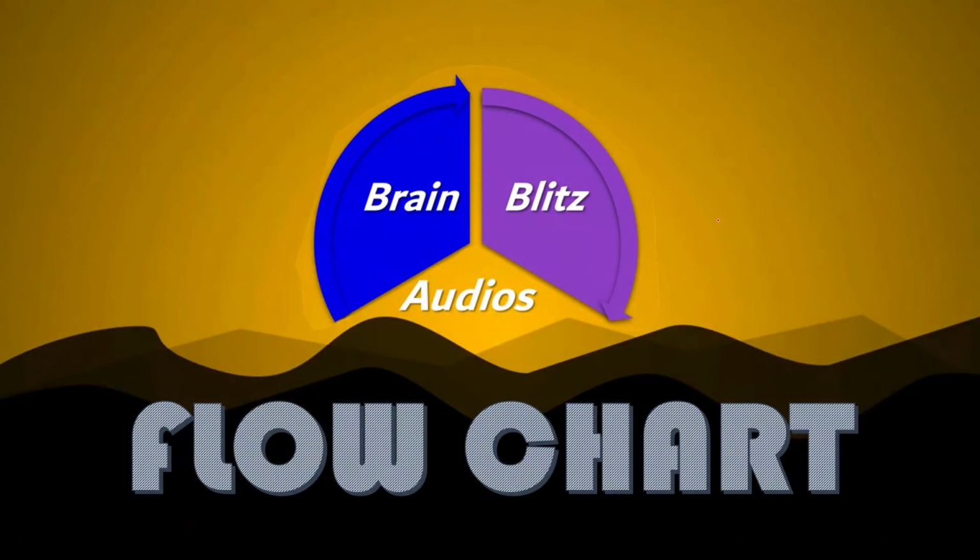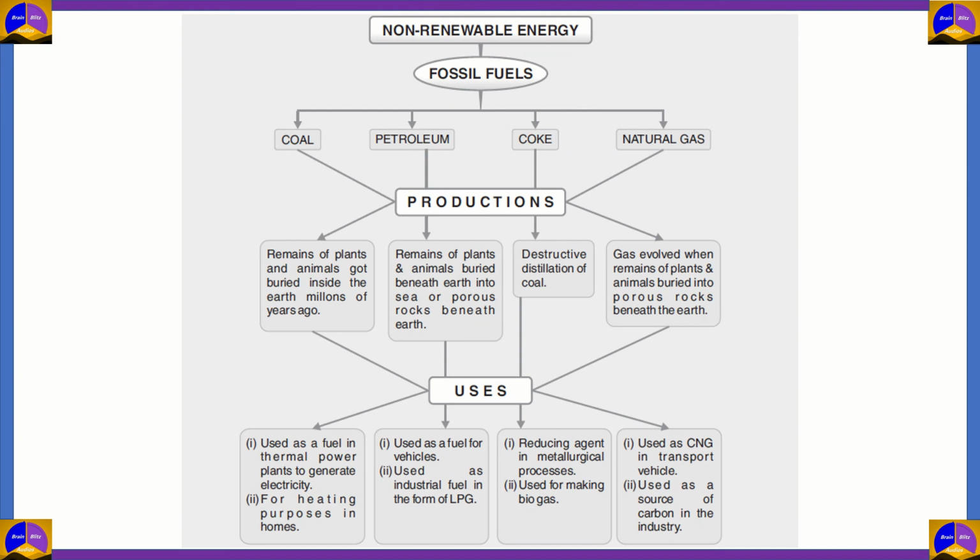Now, mind maps are a pretty good way of revising for exams and stuff, but there are other tools as well. For example, you can use flowcharts to do the same thing. So we have a flowchart here for sources of energy. First, the top layer says non-renewable energy.